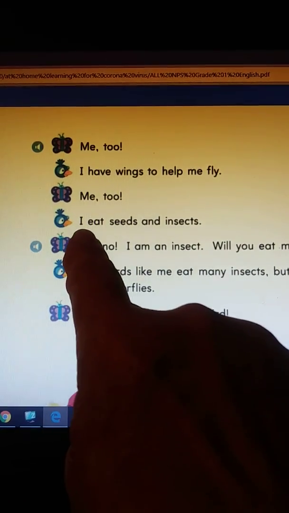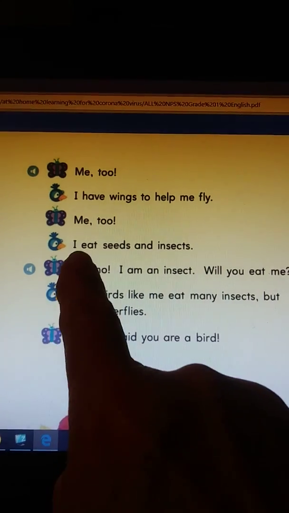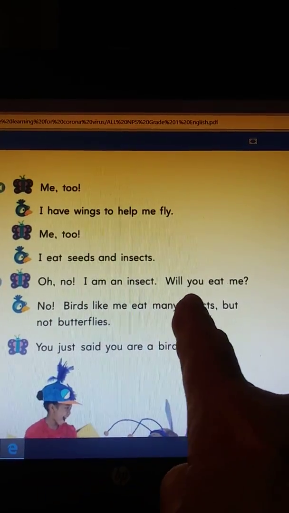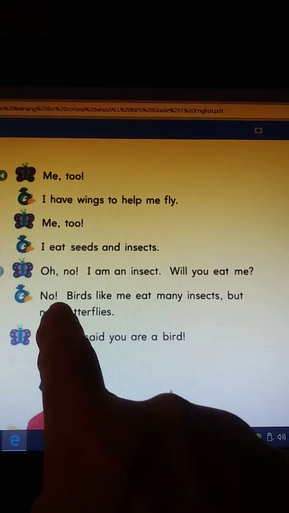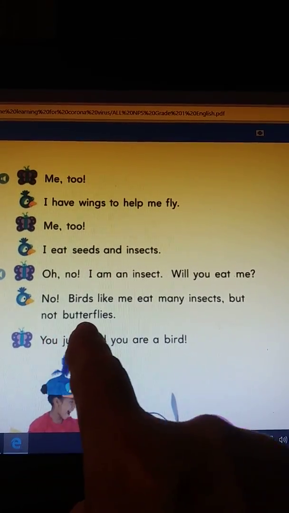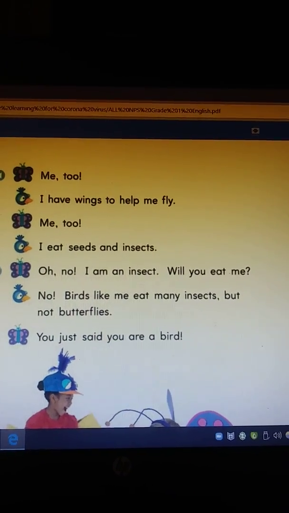Then the bird says, "I eat seeds and insects." The butterfly, "Oh no, I am an insect. Will you eat me?" Bird, "No. Birds like me eat many insects, but not butterflies." Butterfly, "You just said you are a bird."